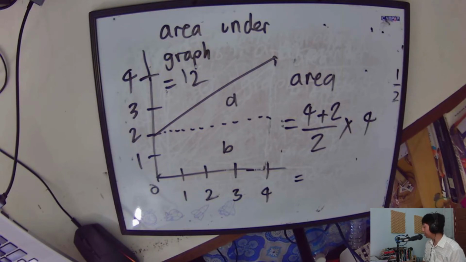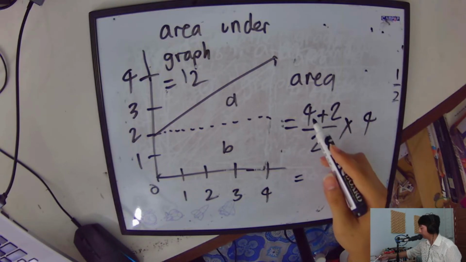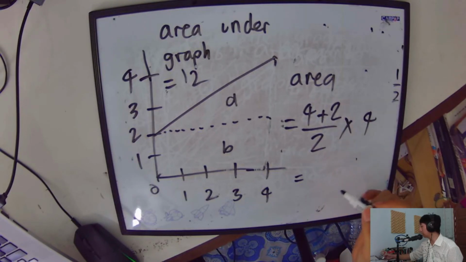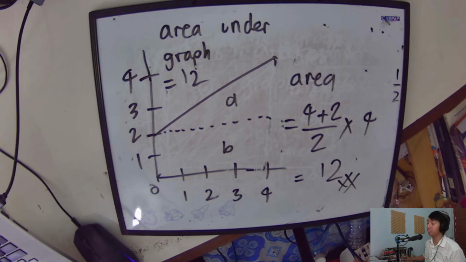Okay, wait, let's see if I get this right. So 4 plus 2 equals 6. 6 divided by 2 equals 3. 3 times 4 equals 12. So yes, it's the same.